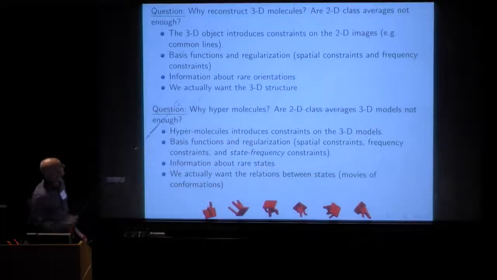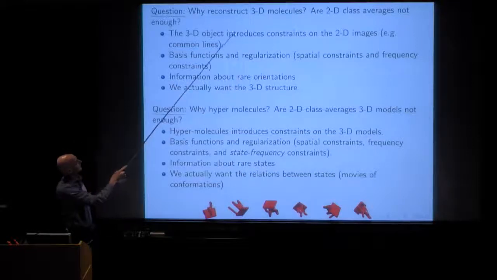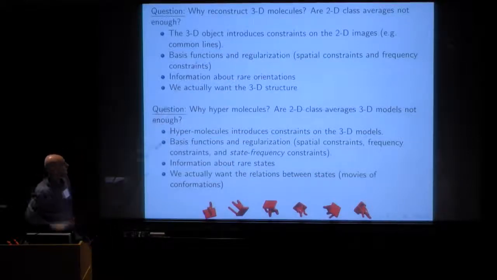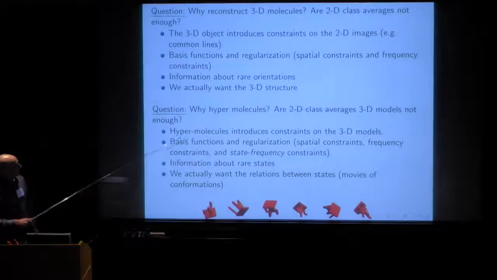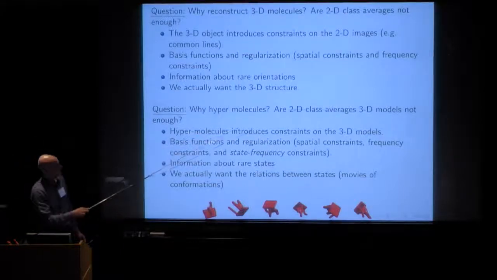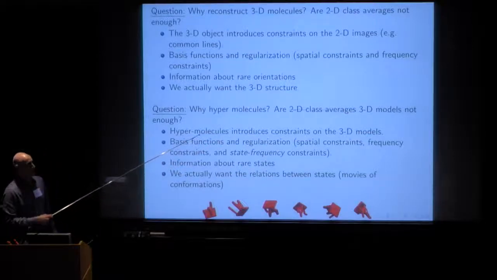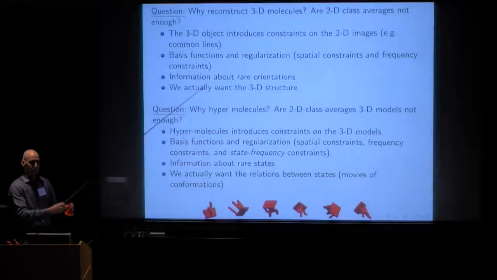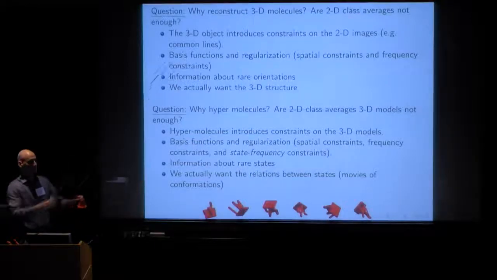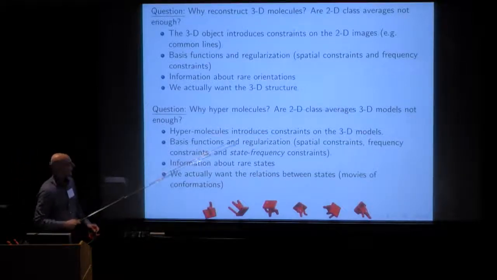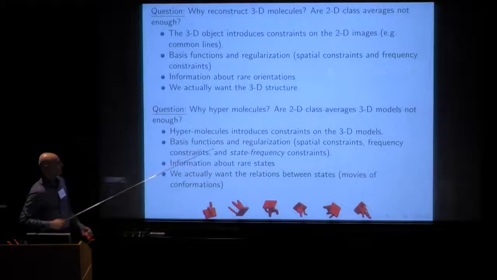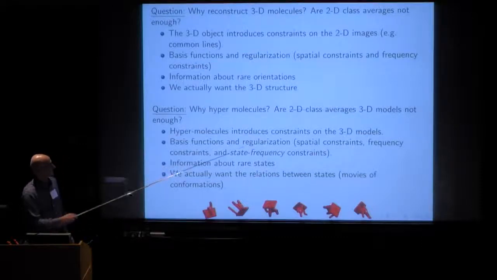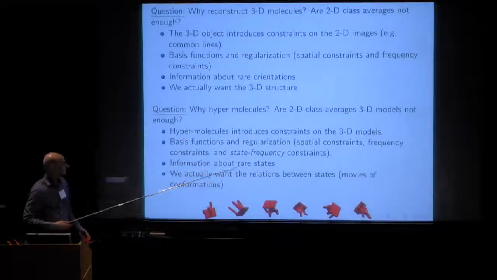So for the question of why do we do class averages, why don't we just stop at class averages and go to 3D models? The same reasoning applies to why we don't stop at 3D models and go to hypermolecules. Hypermolecules allow us to introduce additional constraints just by the fact that we require some kind of continuity, some kind of relationships between these different states, which we can enforce in many ways. Some of them are, for example, the basis functions or some other forms of regularization.